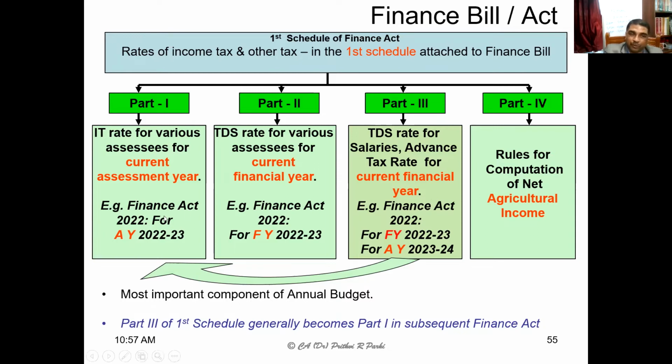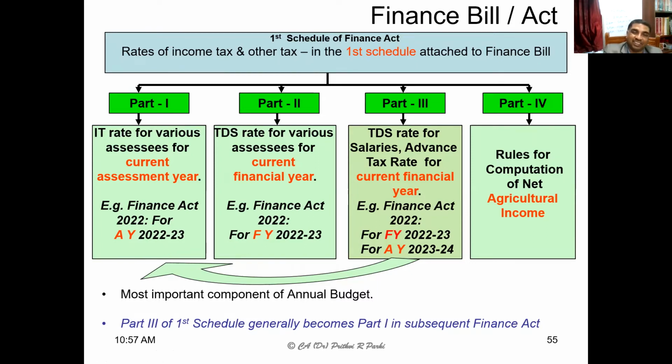Now we are learning rates for 22-23. We are learning income tax rates for assessment year 2023. Yes, sir. But Finance Act 2022 has not yet come. Then how are we learning it? We are learning because these rates are already there in the form of advance tax in the Finance Act 2022. Current rates have not yet come. But in the last finance bill, it was there as Part 3. Now in the current finance bill, that will become Part 1. So every year, Part 3 of the previous finance bill becomes Part 1 of the current finance bill.